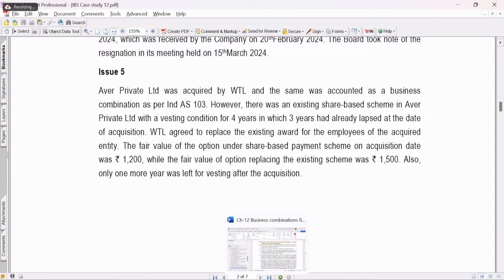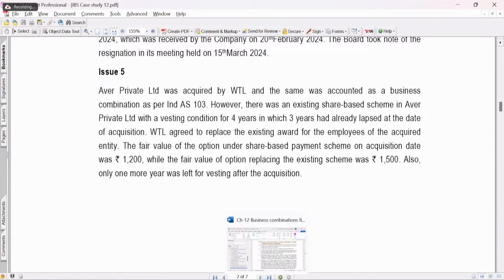Now, when WTL is acquiring Ava Limited, they are taking over the assets and liabilities of Ava Limited. In those assets and liabilities, they found that Ava Limited is having some share-based scheme for its employees, and employees are having that. This is there. So now they have to acquire that also. So there are 2 ways of acquiring it. They take it as it is.